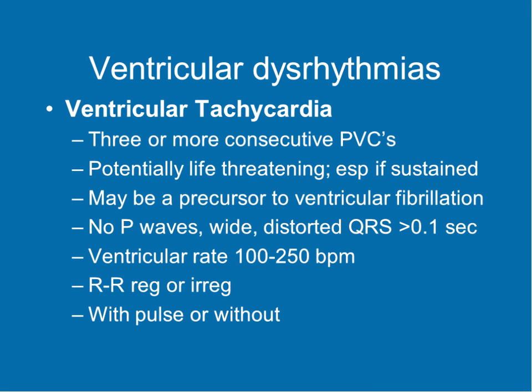The way this looks, you see no P waves. The QRSs are wider than they should be, and they're quite distorted. The ventricular rate can be anywhere from 100 to 150 beats per minute. The R wave, R to R, can be regular or irregular. And as I mentioned, VTach can have a pulse or it doesn't have a pulse. If it has a pulse and it's sustained, we're still going to treat it rather aggressively because it's not usually well tolerated.